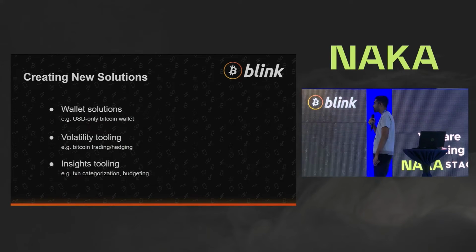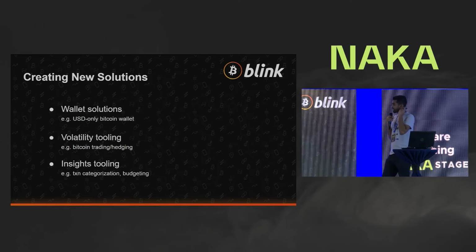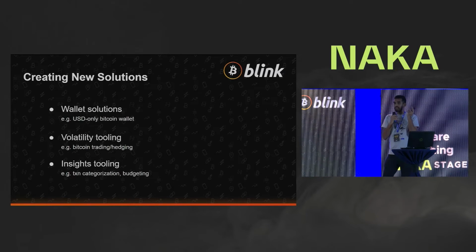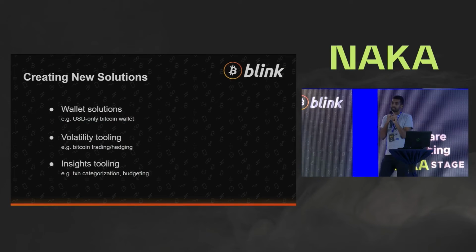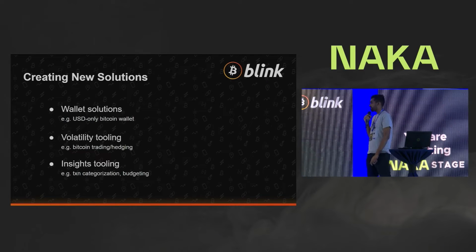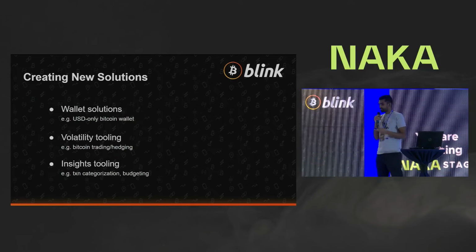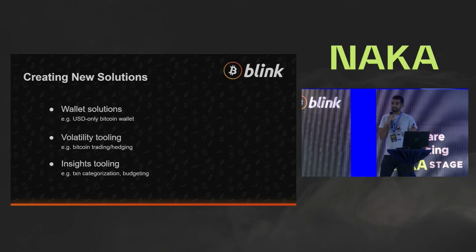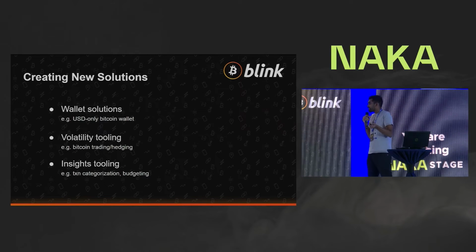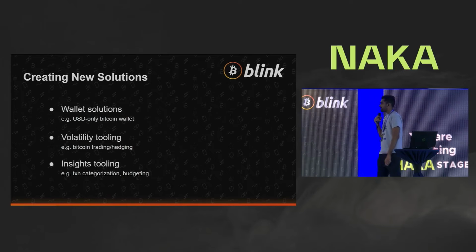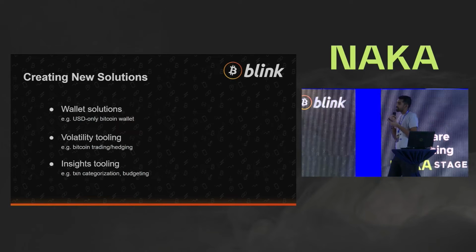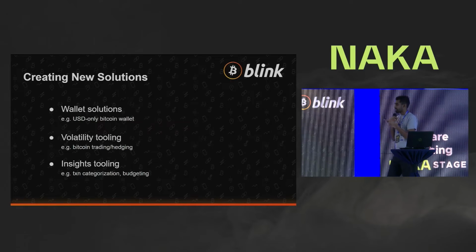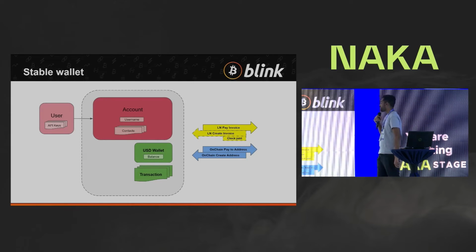If you wanted to do any sort of volatility tooling, maybe you wanted to expose trading or hedging or something like that, because you have access to both USD and BTC, you can create things from that. You can compose that in different interesting ways. And then for people who are already using Stablesats, using BTC in their daily lives, maybe they want to see insights into how that's being used. Maybe they need budgeting, categorization, profitability things. You can construct use cases from these things using just what we have in the API right now.